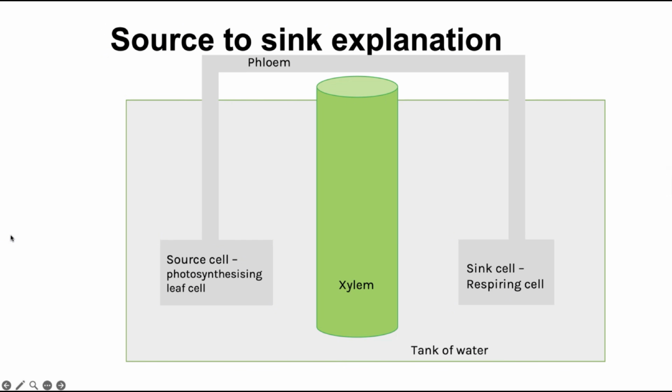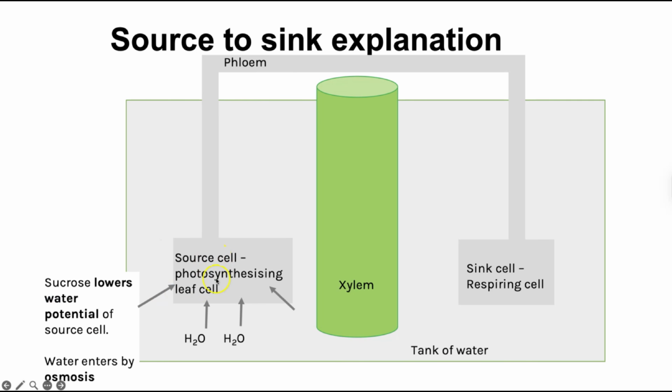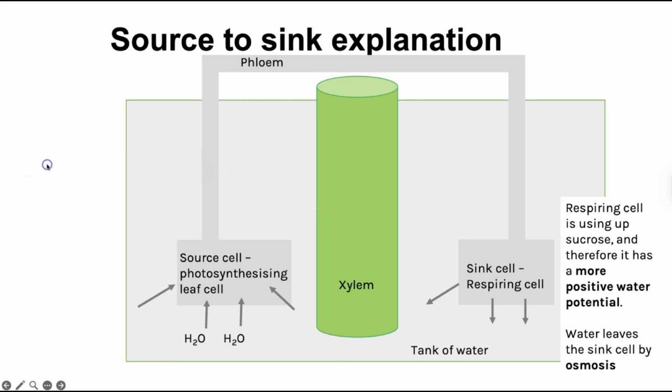So the source to sink explanation with this model helps to explain the mass flow hypothesis in terms of how the hydrostatic pressure causes the mass movement of sucrose solution. So in this tank, this model, we've got a tank of water. We've got one tube representing the phloem, another tube representing the xylem. And our source cell would be our photosynthesizing cell, where you'd have lots of sucrose being produced. And sucrose lowers the water potential of the cell and also of the phloem. And that means water is going to enter from the xylem into the phloem.